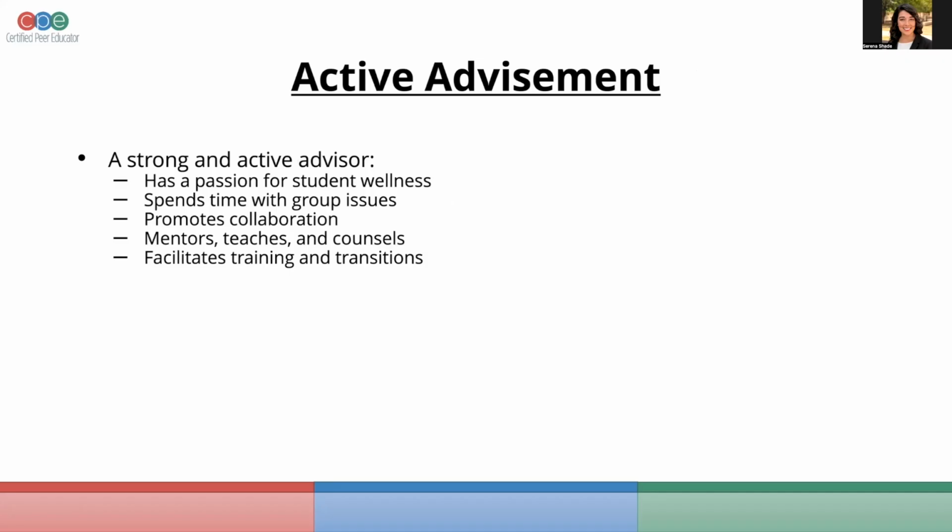Your advisor should be able to assist with group issues. They'll mentor, teach you, counsel you. The advisor should also coordinate effective and useful trainings. They're going to help promote collaboration within your group. They're going to regularly assess if the group is effectively working towards our mission and vision as Rise peer educators. So your program manager is going to be extremely influential in your time as a peer educator.